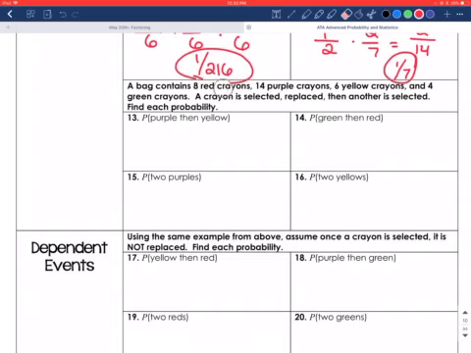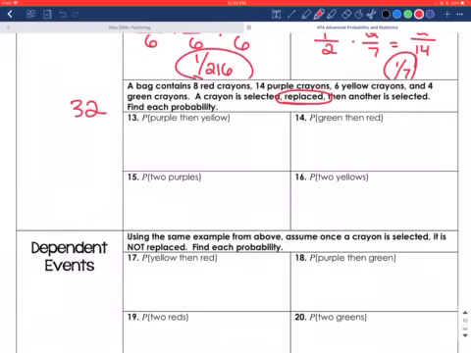So for this next example, we have a bag containing red, purple, yellow, and green crayons. Now the biggest thing here is that the crayon is selected and replaced. Imagine that I have a bag and I take a crayon out and then I put it back in. The sample does not change because there's still that many crayons in there, right? So to start out with, we have 8, 14, 6, and 4. So that will be 32 crayons.